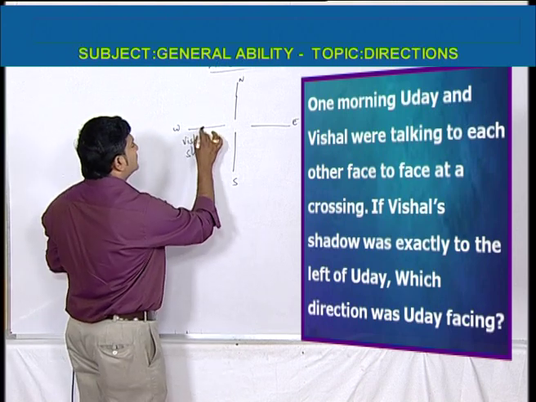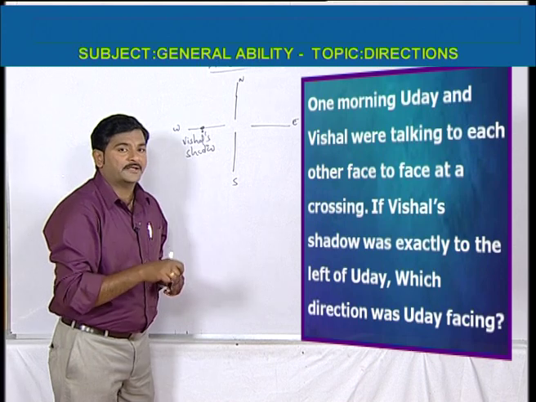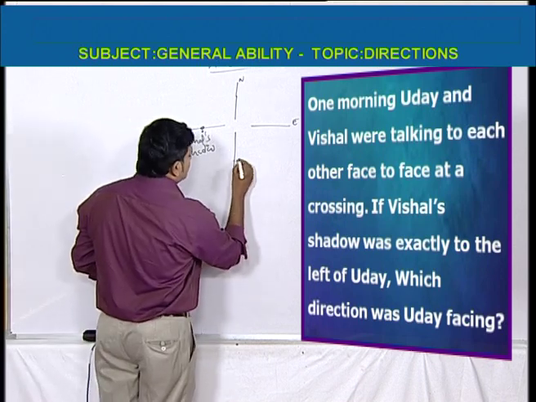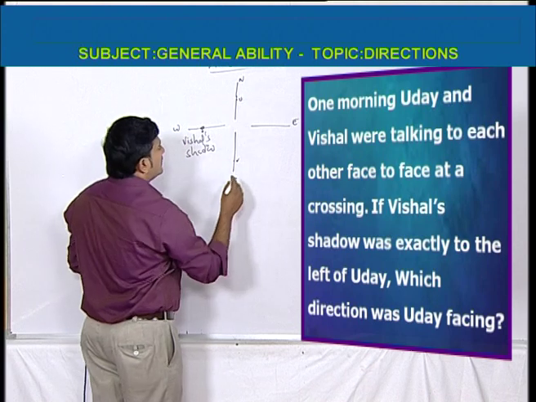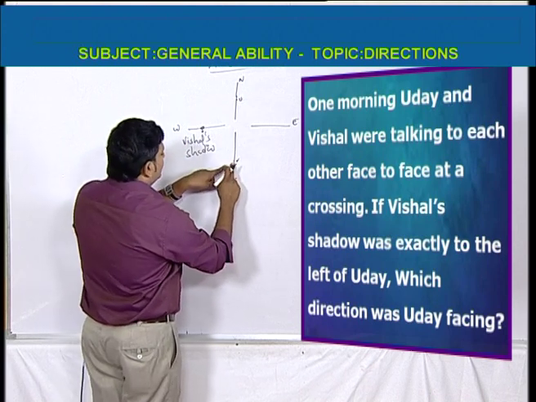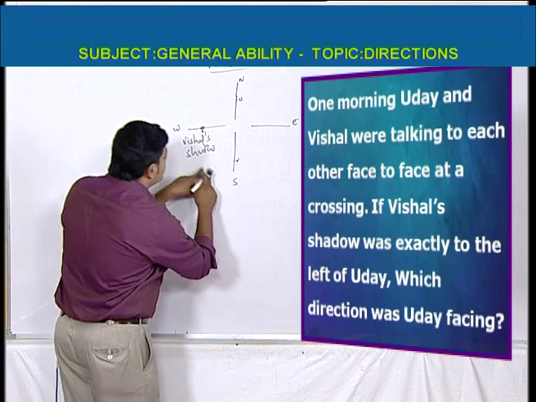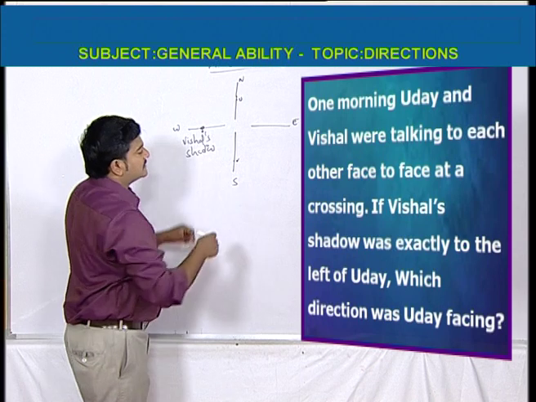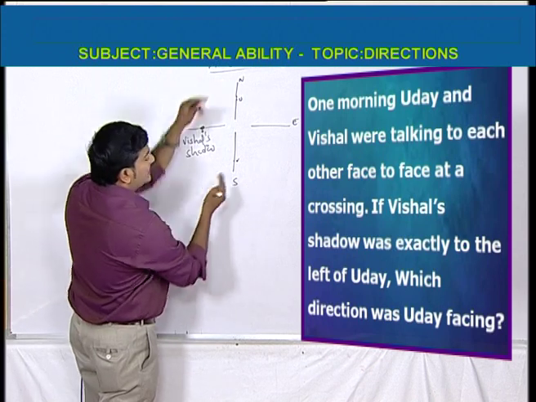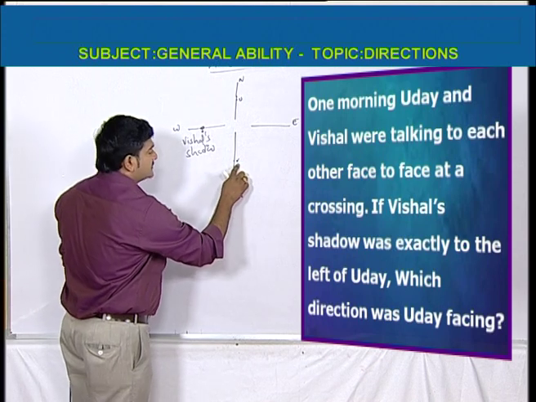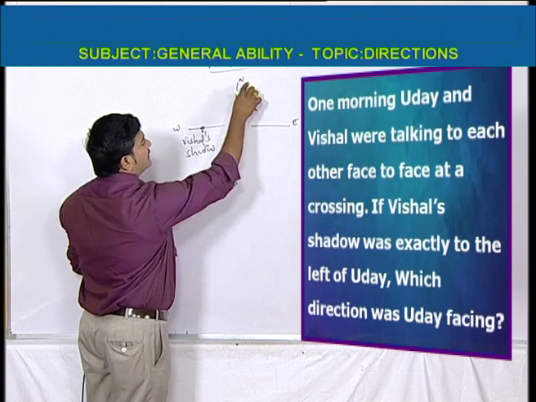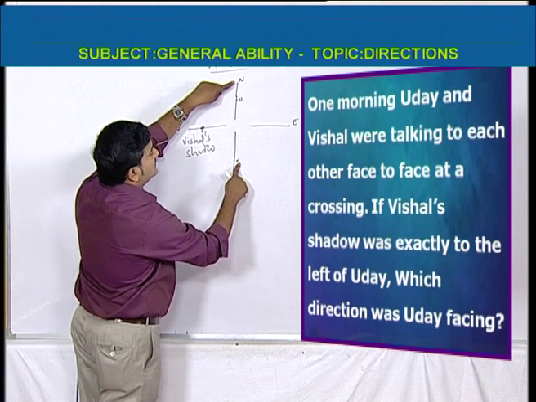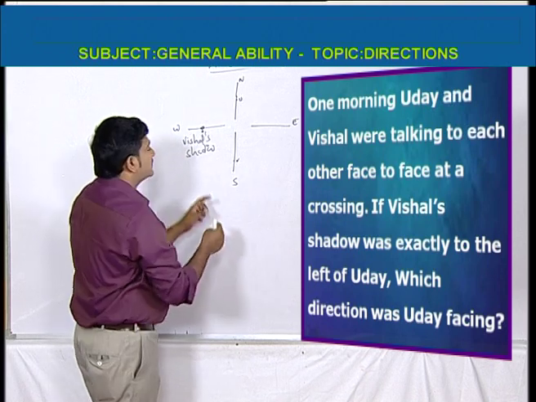Yes, I fixed the shadow. Since he mentioned the morning time, the shadow will be on the west side. Now for example, think that Vishal is here and Uday is here. Vishal's shadow is towards the left of Vishal. Vishal is towards north and Uday is looking towards south, because they are talking to each other. If I take Vishal on the south direction and Uday on the north direction, they are talking to each other. So Uday is facing south and Vishal is facing north. In this case, what did you observe?